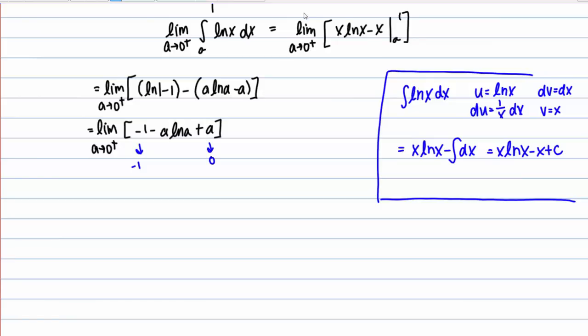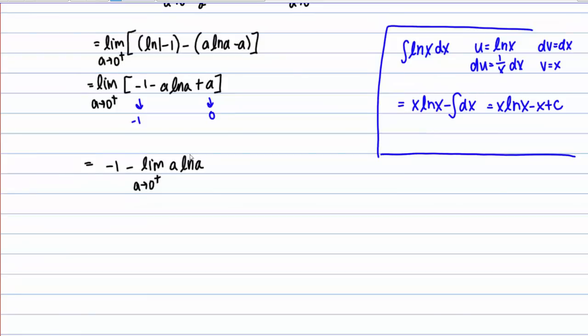So if I rewrite the limit, taking those values into account, I can write this as negative 1 minus the limit as a goes to 0 from the right of a times the natural log of a. That's the one term we haven't figured out yet, and it's a little more challenging. Let's think about what's happening to each piece. As a goes to 0 from the right, this a piece is just going to 0. But natural log of a, if you remember the graph, is approaching negative infinity. So what we've got here is an indeterminate form.